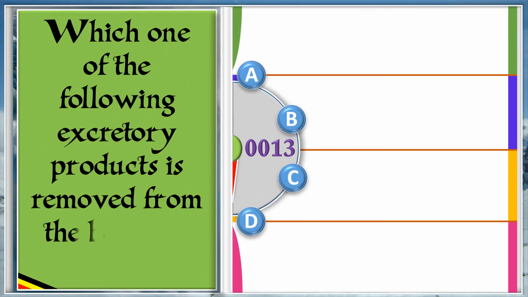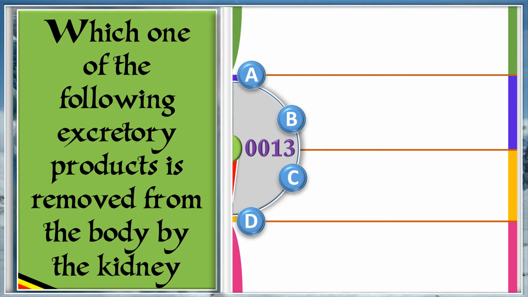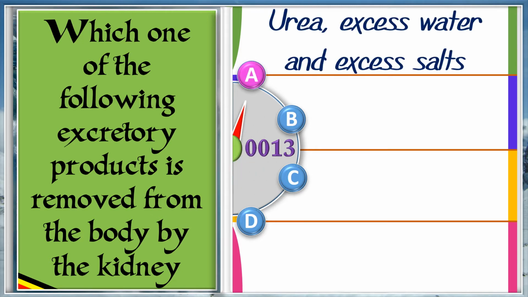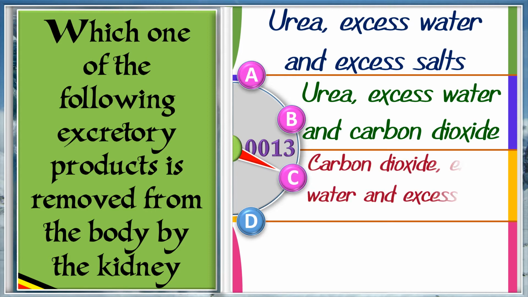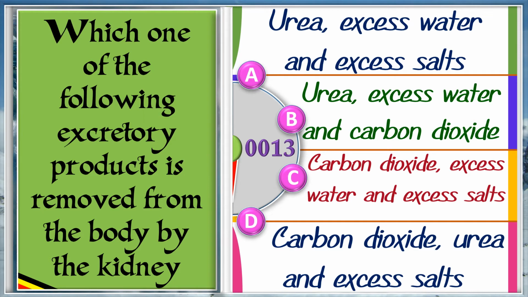Which one of the following excretory products is removed from the body by the kidney? A. Urea, excess water and excess salts. B. Urea, excess water and carbon dioxide. C. Carbon dioxide, excess water and excess salts. D. Carbon dioxide, urea and excess salts. And the answer is A. Urea, excess water and excess salts.